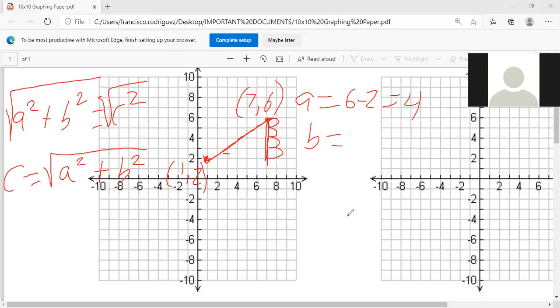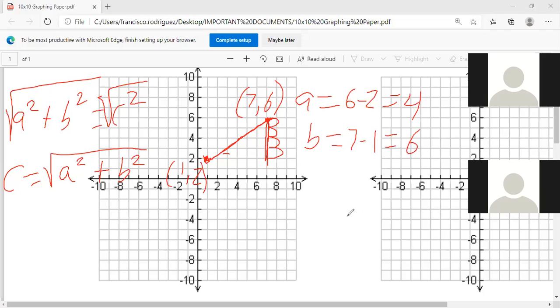Okay, so how do we find b? You subtract again, right? Which ones would we subtract? 7 and 1, which is equal to 6. Yep, six. So let's just replace what we know a and b are. So c is equal to the square root of 6 minus 2 squared plus 7 minus 1 squared.